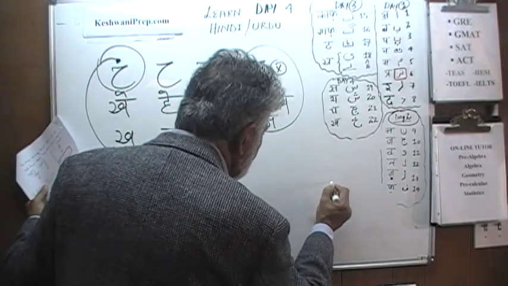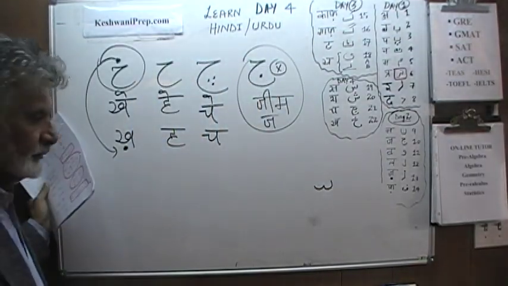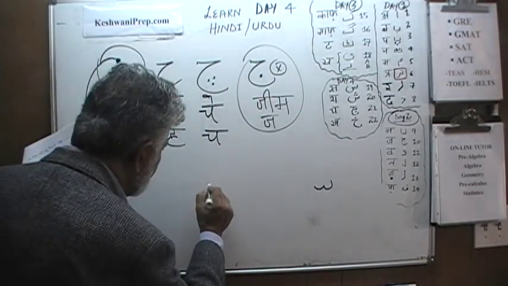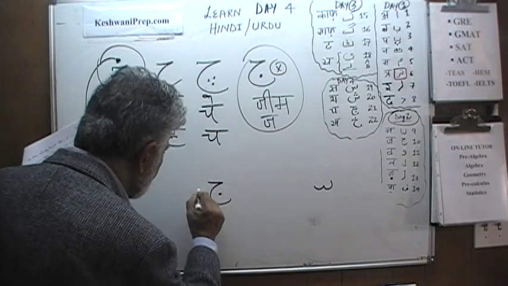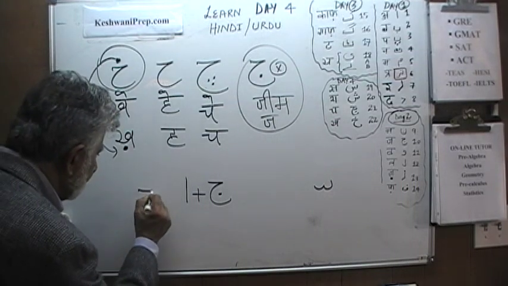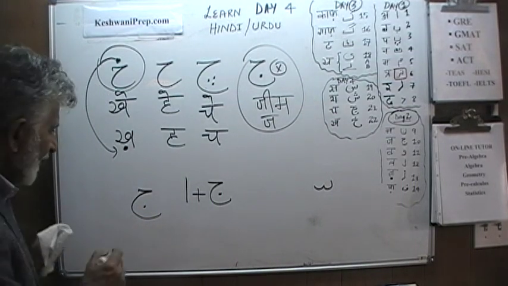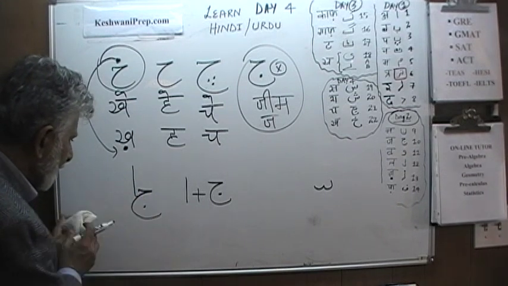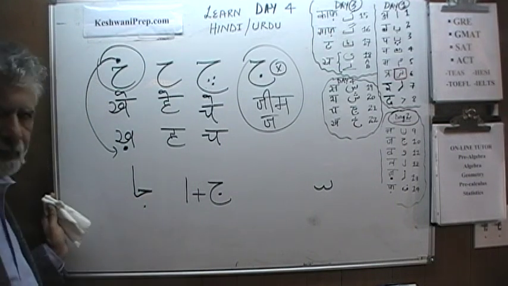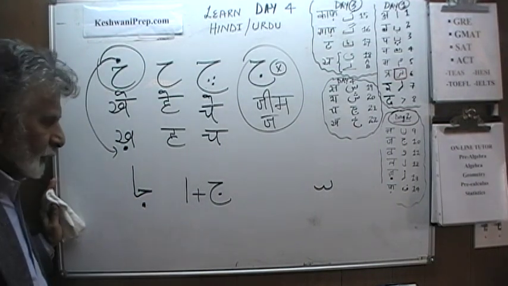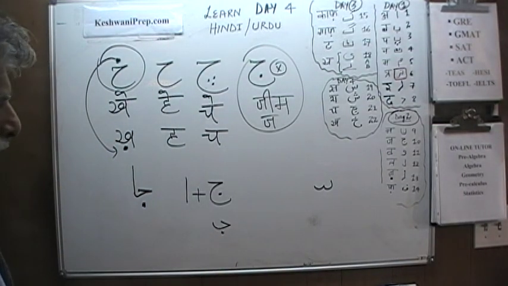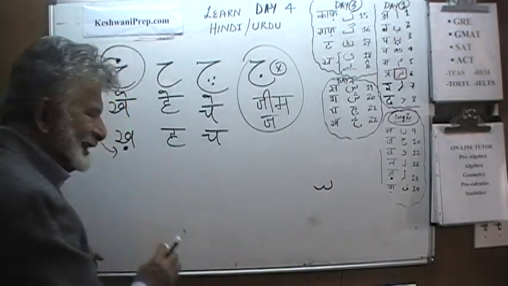Here's the first one. Seen. Now when we learned jim, one more time, I'm going to do it again. Jim looks like this. When it joins the alif, what happens? Here's what happens. So here's your jim. When it joins the alif like this, all of the bottom part disappears. It looks like this. So when jim is about to join something, you just write that. That's your jim. So we are about to join seen with jim.